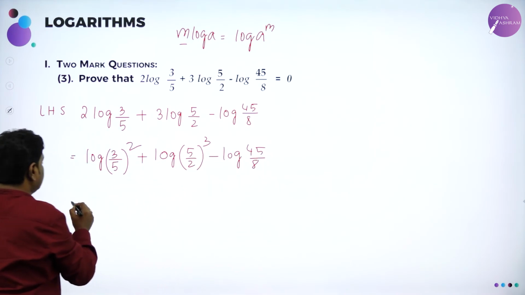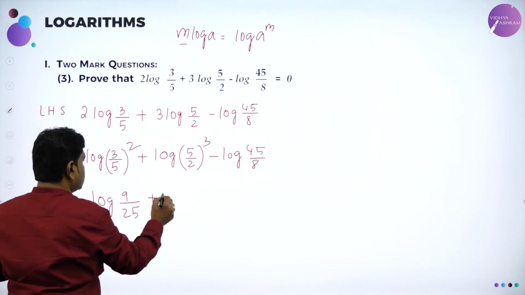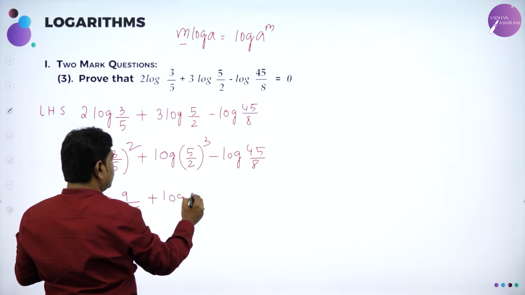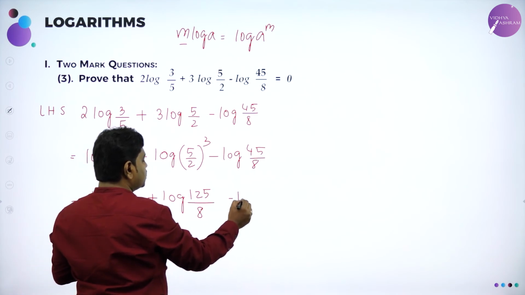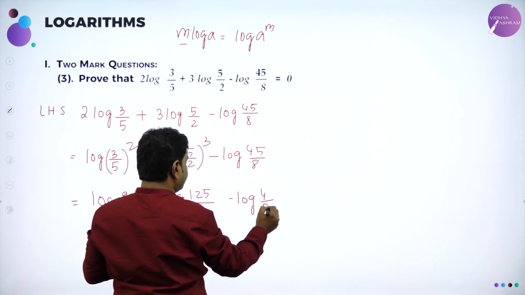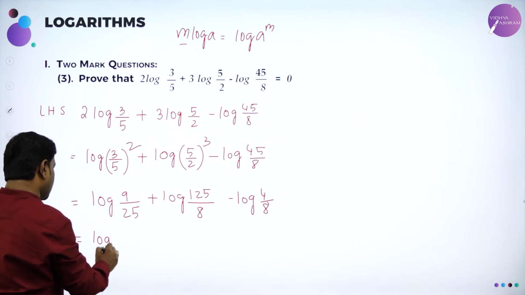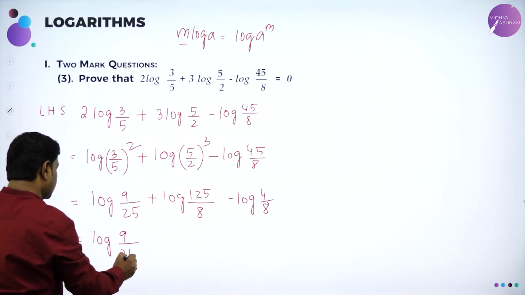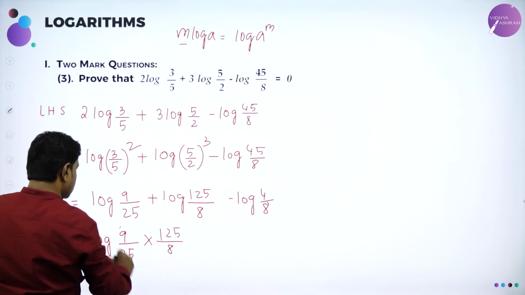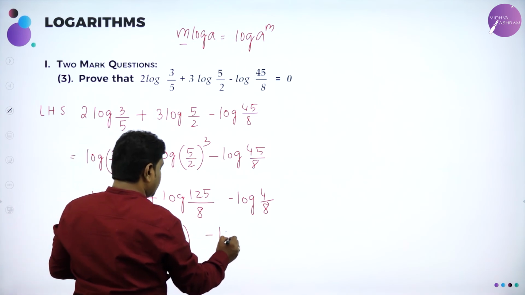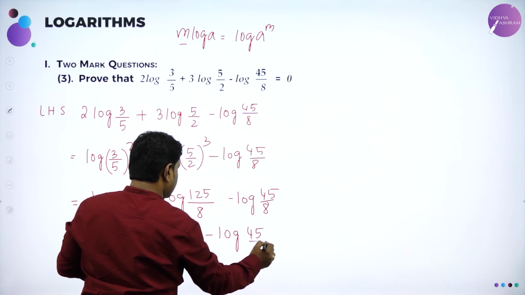Now we'll simplify this. Log of 3 square is 9, 5 square is 25, plus log of 5 cube, 5 5s are 25, 5 25s are 125, by 2 cube is 8, minus log 45 by 8. Now log A plus log B can be written as log A into B. Log of 9 by 25 into 125 by 8, minus log 45 by 8.